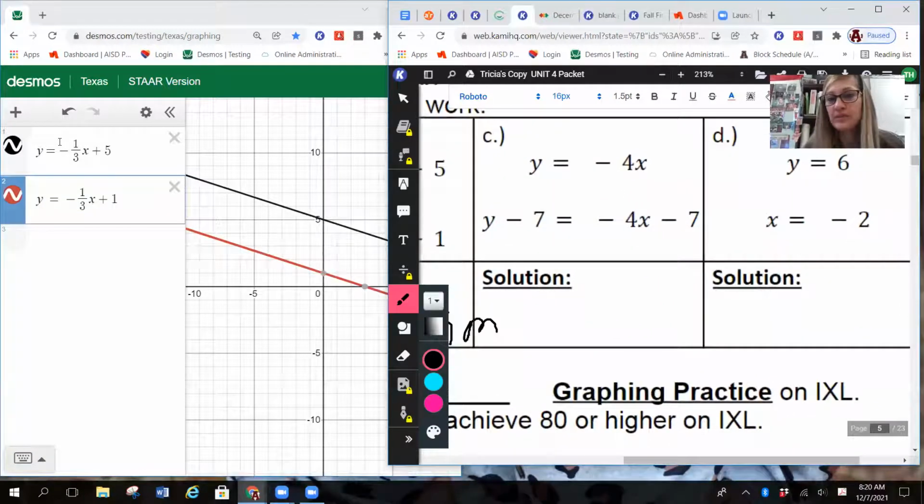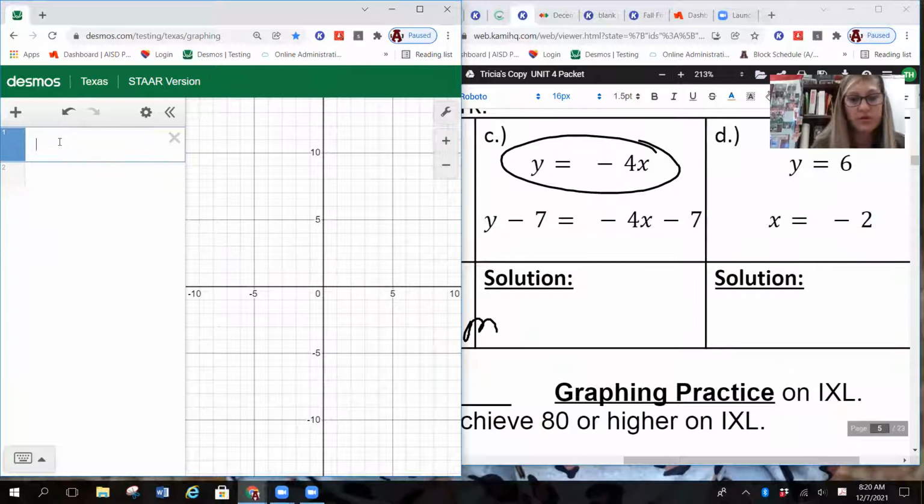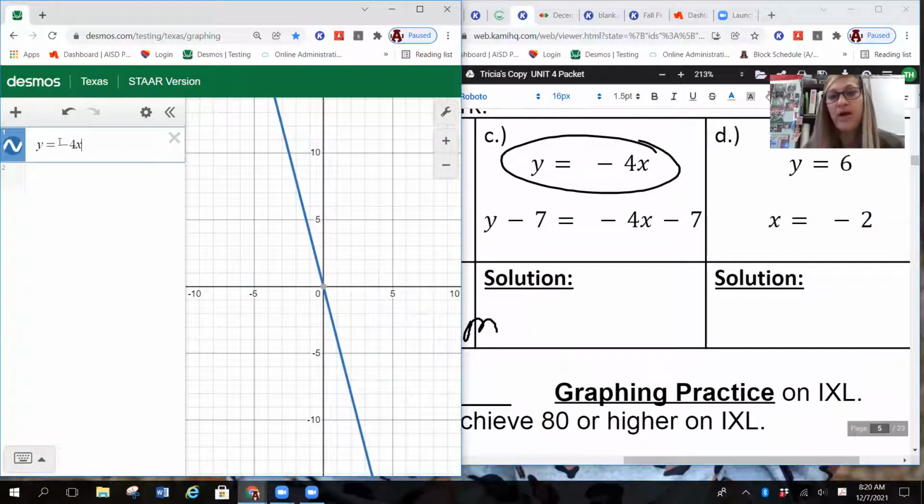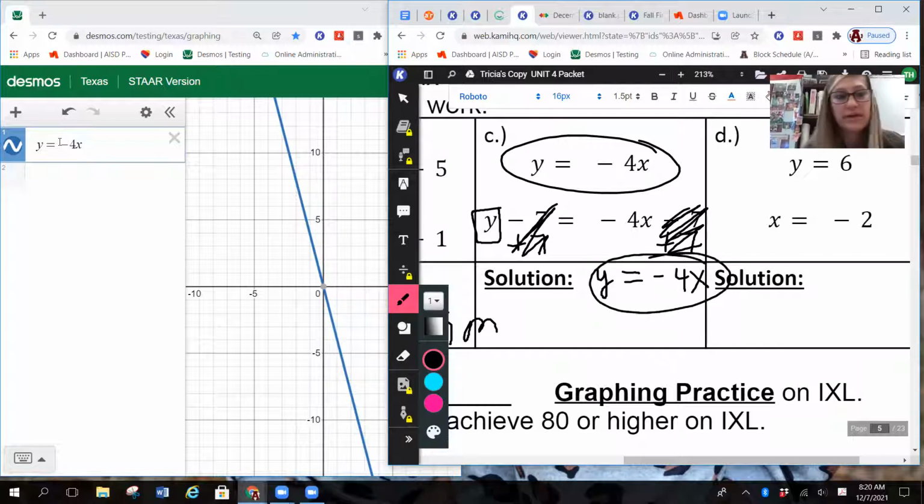On the third example, this one's ready to be graphed. So we've got y equals -4x, which is going down. Our example C, we need to box the y, move the 7 by adding. 7 and -7 makes 0, and this 7 and -7 makes 0. So my answer for this line is y equals -4x.